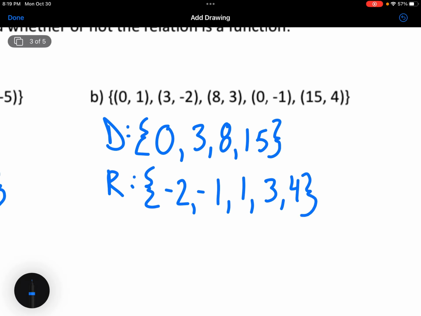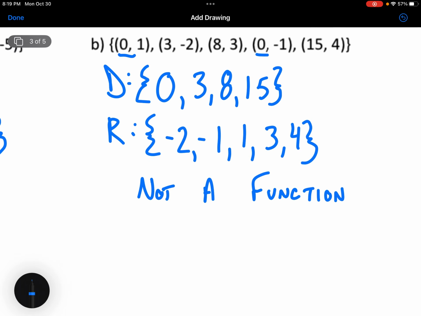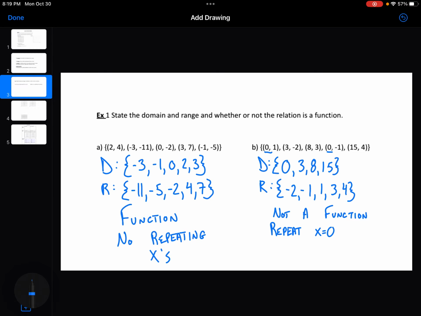Now there's kind of two ways that you can see this is not a function. First, I have more values in my range than I do my domain, but also I can see right here and right here, I have a repeat of x equals 0. Okay, so that's not a function. You can't have the same x value for our y's.